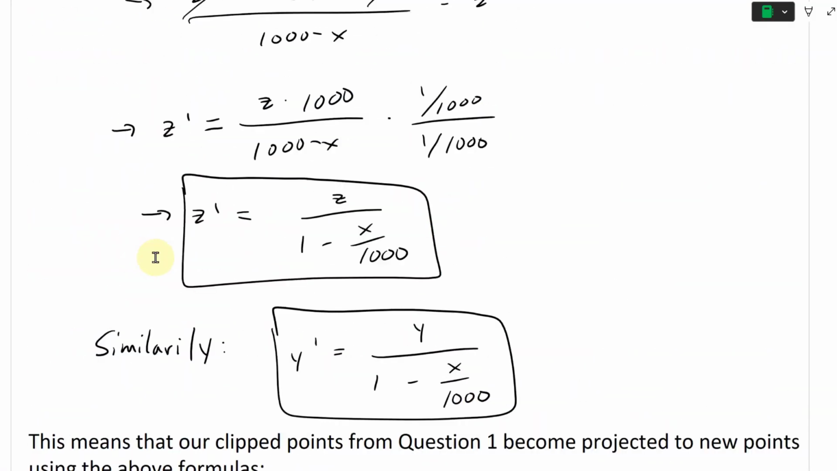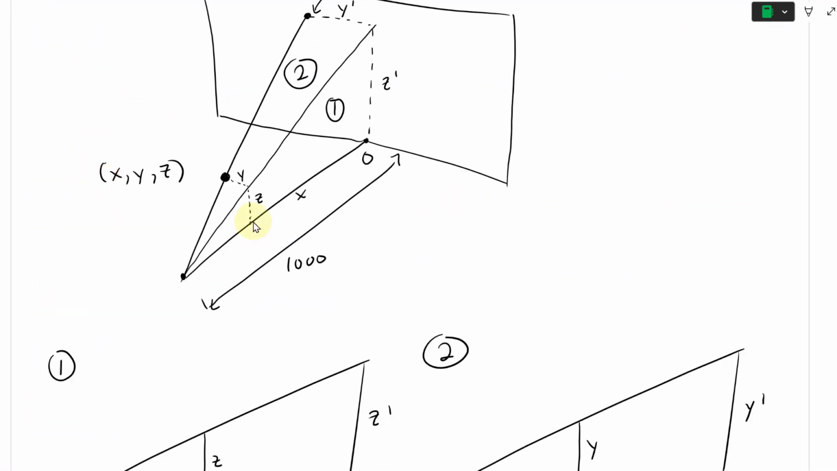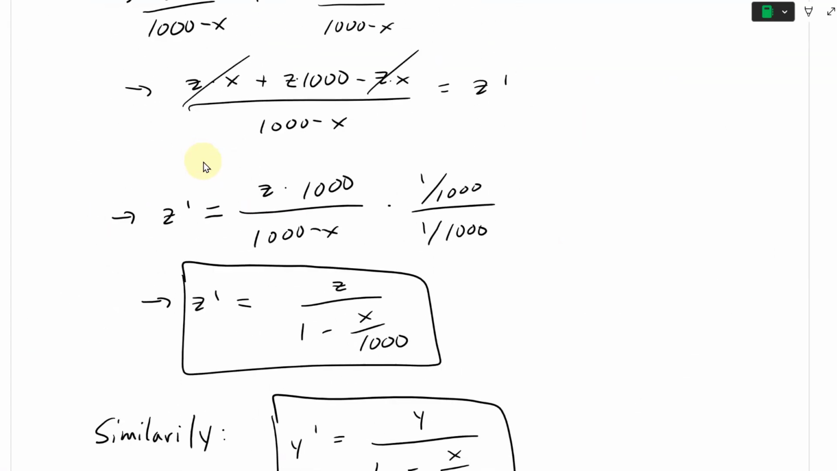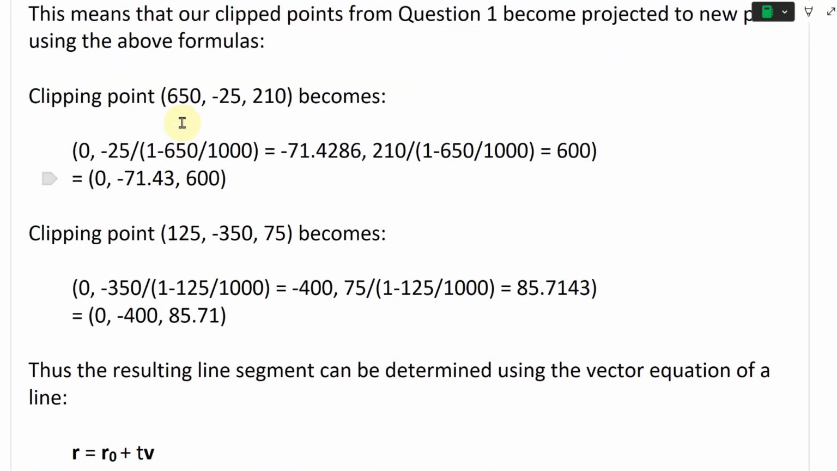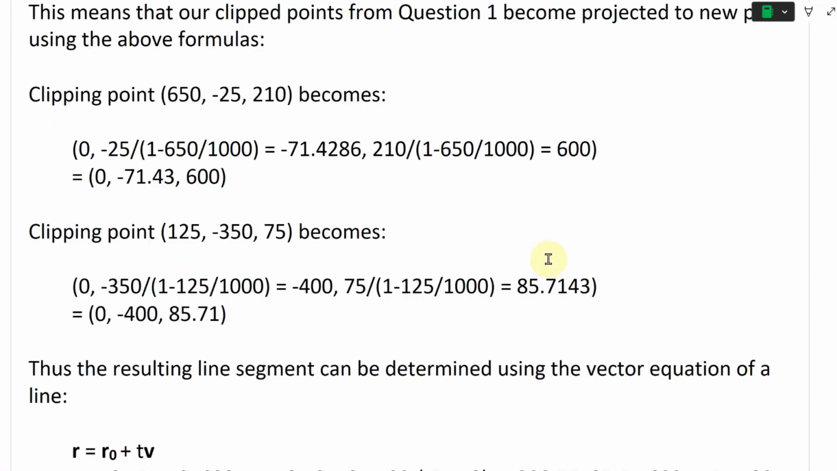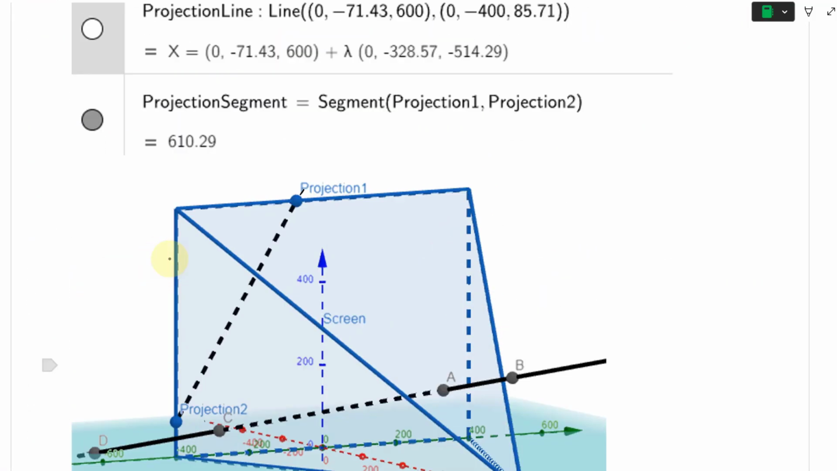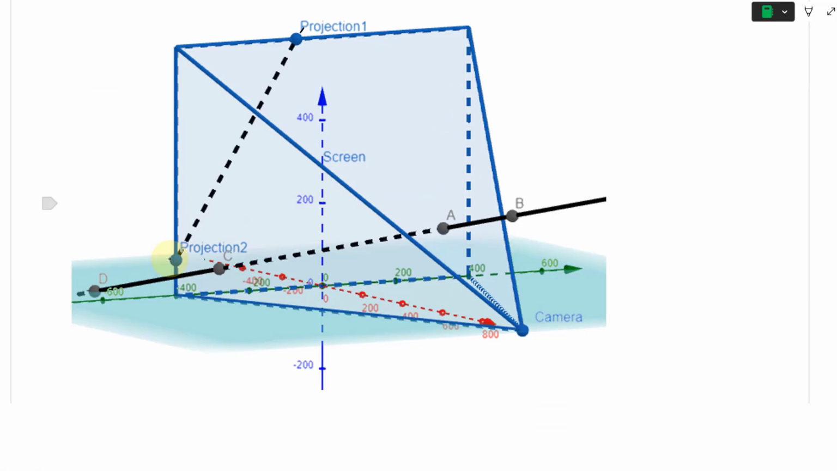This is from, I think that was question 3. Actually, it was question 2 when we projected it using these projection 3D to 2D equations, and we got this part right here. So 0, negative 71.43, etc. And this is for the value of t from 0 to 1, basically going from the starting point to the end point. We get it starting from here and there. So that's the equation of the projected line.